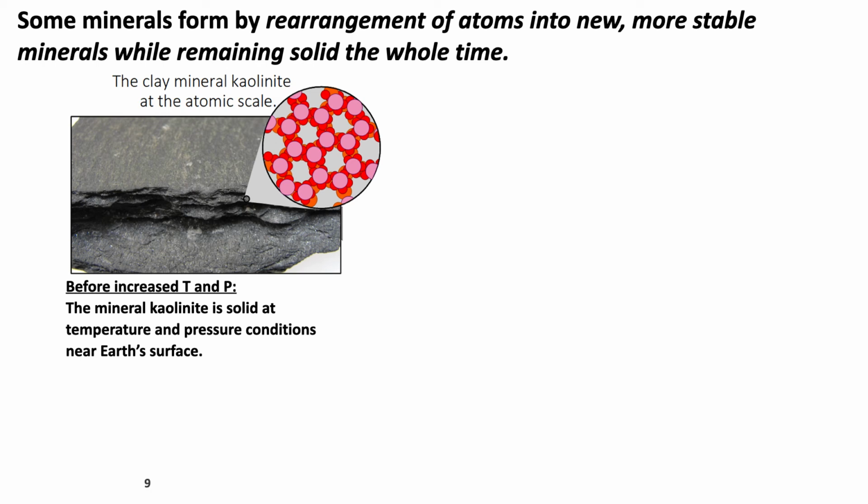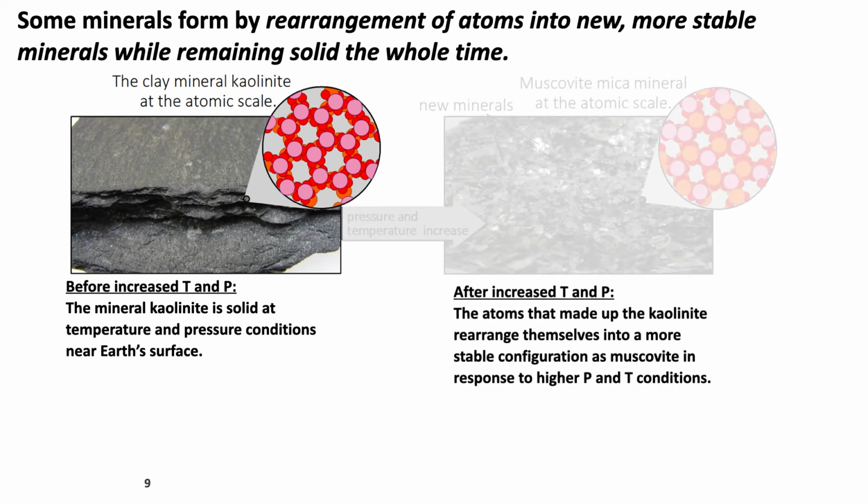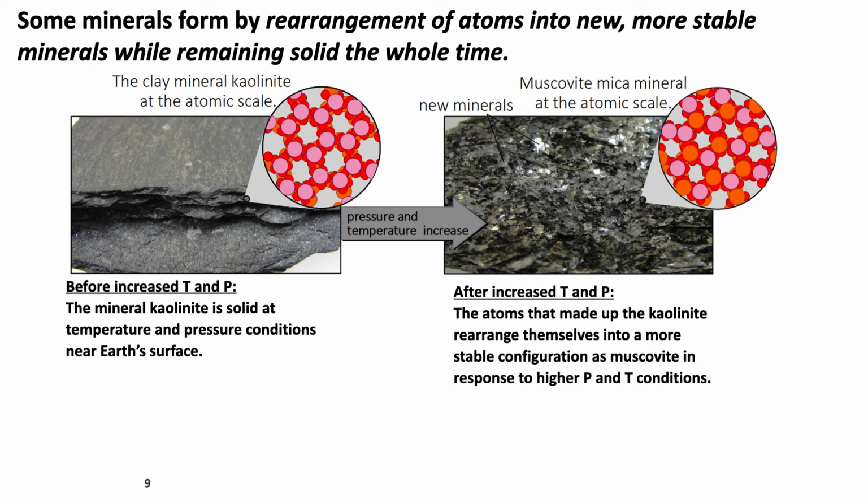And as temperature and pressure conditions increase, so say this is a rock that's put under higher temperature and pressure conditions, maybe it's subducted at a convergent plate boundary or a hot magma comes up next to it, that can make those atoms in that mineral unstable in its current configuration. Basically there's too much energy and those atoms don't stick around in that kaolinite structure.